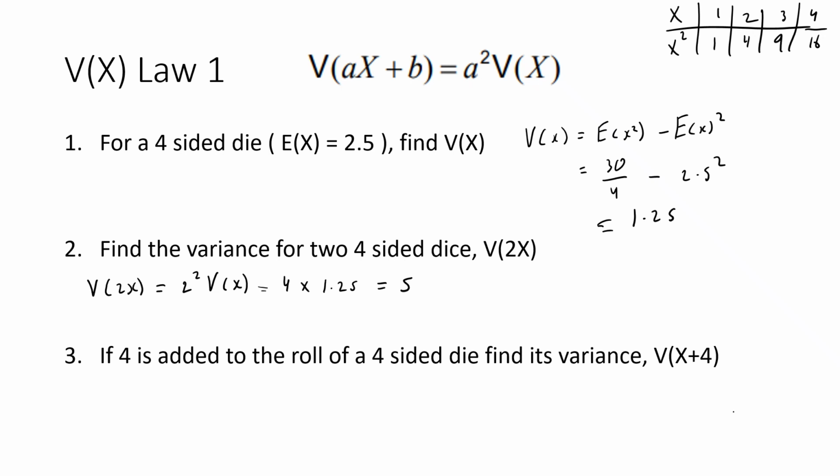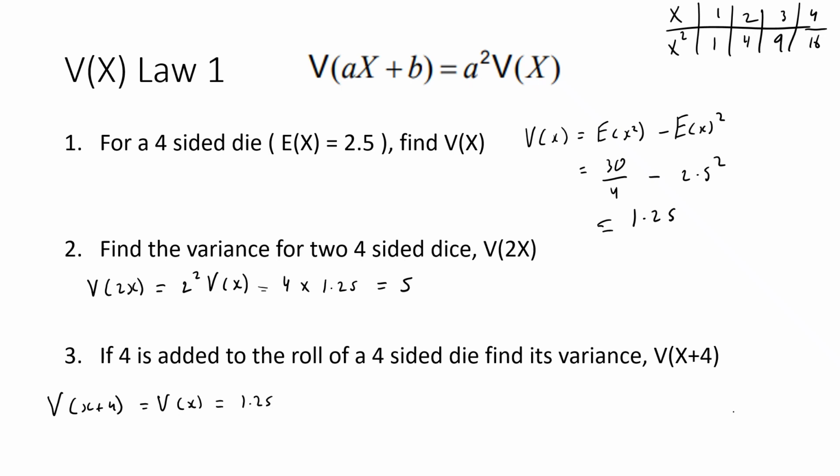The third question, if 4 is added to the roll of a four-sided dice, find its variance, V of X plus 4. V of X plus 4. And we know from the formula above, if we have b, which is our plus 4 here, it just disappears. So that just means V of X plus 4 is equal to V of X, which is equal to 1.25.